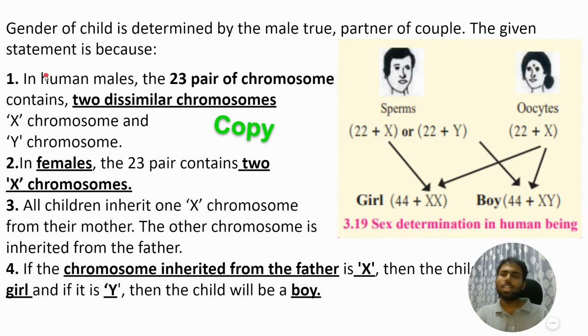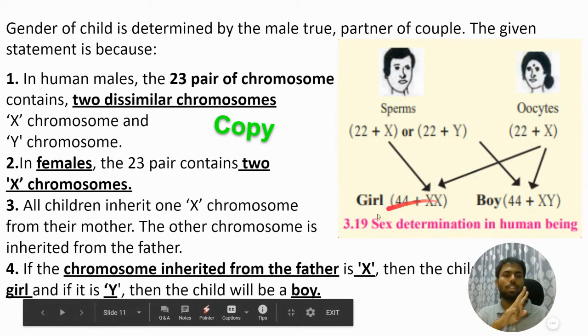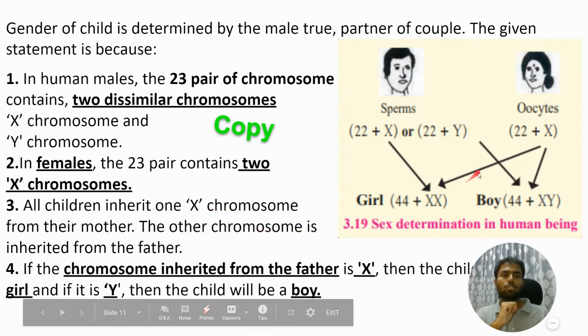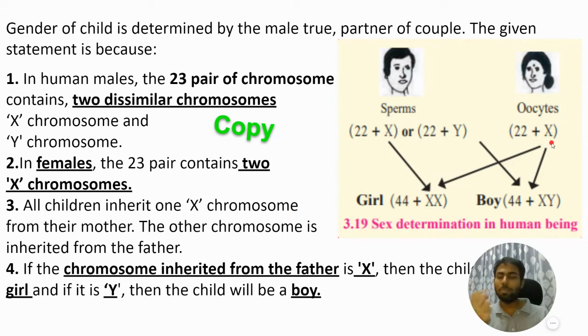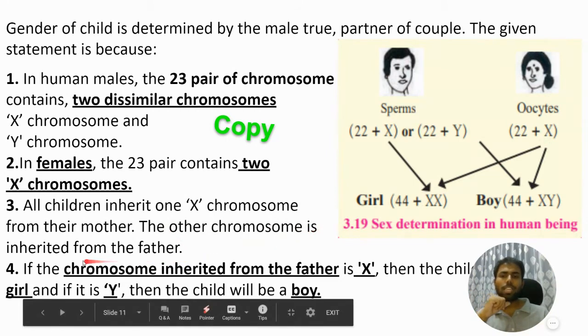I'll quickly explain. In human males there are 23 pairs of chromosomes, or 46 chromosomes, and it contains two dissimilar chromosomes. Of the 23 pairs, two chromosomes will be dissimilar: one will be the X chromosome and one will be the Y chromosome. In females, 23 pairs contain two X chromosomes. So two X chromosomes will mean a girl child. All children inherit one X chromosome from their mother, because females only have X chromosomes, whereas the other chromosome is inherited by the father.